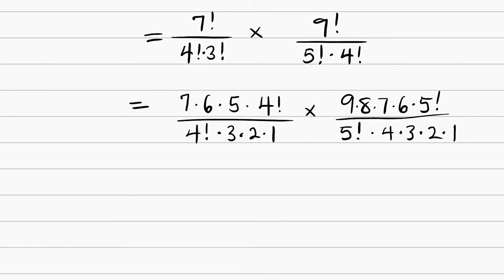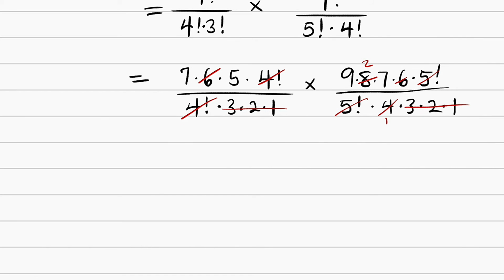So from here we can perform a cancellation. 4 factorial will cancel 4 factorial. 2 times 3 times 1 is 6, so the whole of this will take care of this. And the other one, 5 factorial, will take care of 5 factorial. And 3, 2, 1, which is 6, will take care of 6. 4 can go into 4 one time, and it can go into 8 2 times.